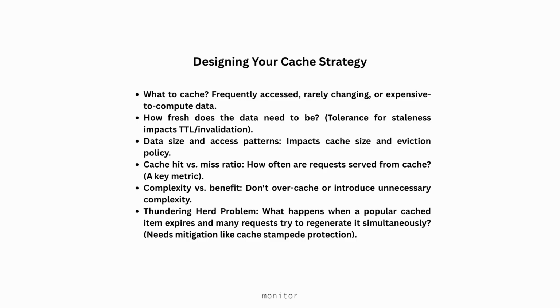You will want to monitor your cache hit versus miss ratio. A high hit ratio means your cache is effective, and a low one means it's not helping much. Always weigh the complexity of implementing and managing a cache against the actual performance benefit you get. Sometimes a simpler solution is better. And be aware of potential issues like the thundering herd problem. This is where a very popular cached item expires suddenly, and tons of requests all try to regenerate it at the same time, overwhelming your backend. You need strategies like cache stampede protection or staggered expirations to mitigate this.